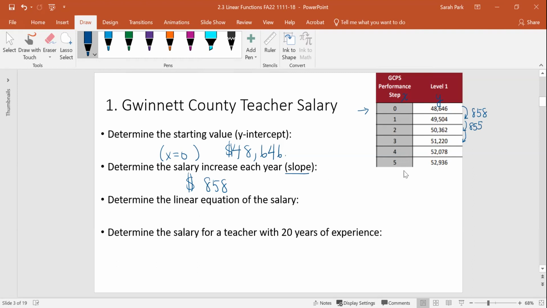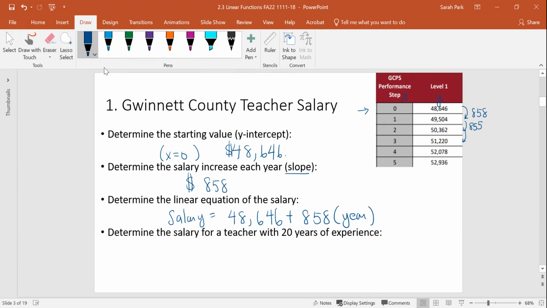Okay, so let's determine the linear equation of the salary depending on each year. So we would say the salary would equal what the base is, what the start salary is, 48,646, plus 858 per year.